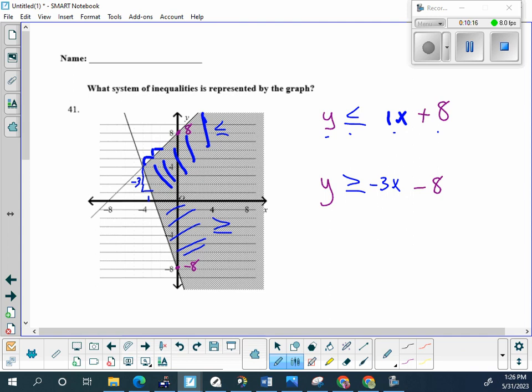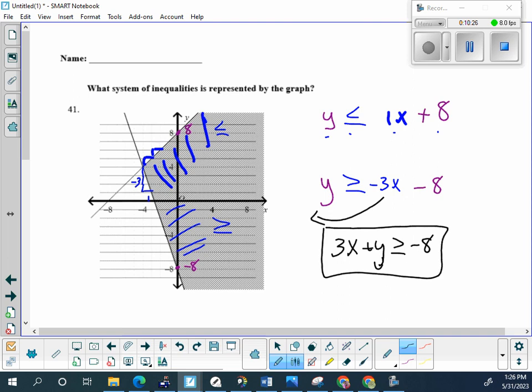On the answer key of this test, they move this over and they write 3x plus y greater than or equal to negative 8. So this is your answer, and your other answer is y is less than or equal to x plus 8. These are your answers to the system of inequalities. Okay, moving on to question 42.